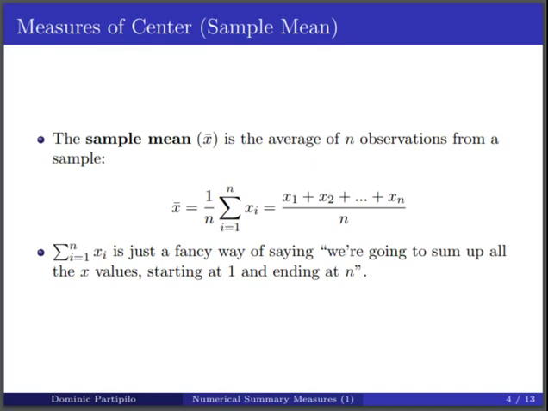And that's essentially what we're saying here. All we're doing when we're calculating the sample mean, x bar, is we're summing up each of the observations from our sample, and we're then dividing by the total number of observations that we have, which is n. So this is just x1 plus x2 plus x3 all the way to xn, and then we're dividing that by n.